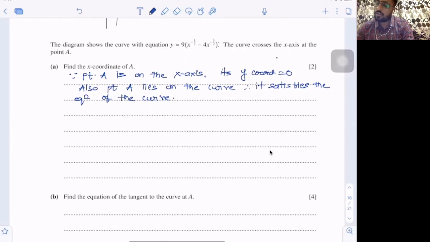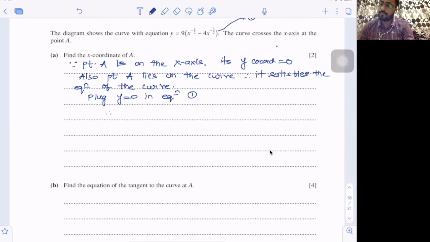So I can call this equation number 1. So you say plug y equal to 0 in equation 1. So I'll be getting 9 times x raised to minus half minus 4 times x raised to minus 3 upon 2 is equal to 0. Right, students?